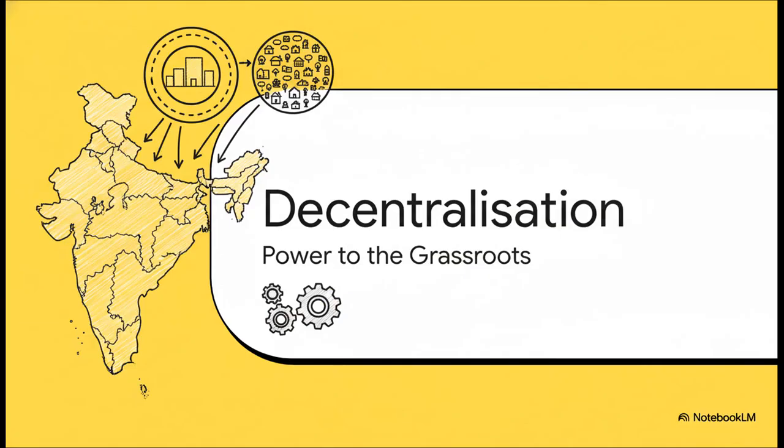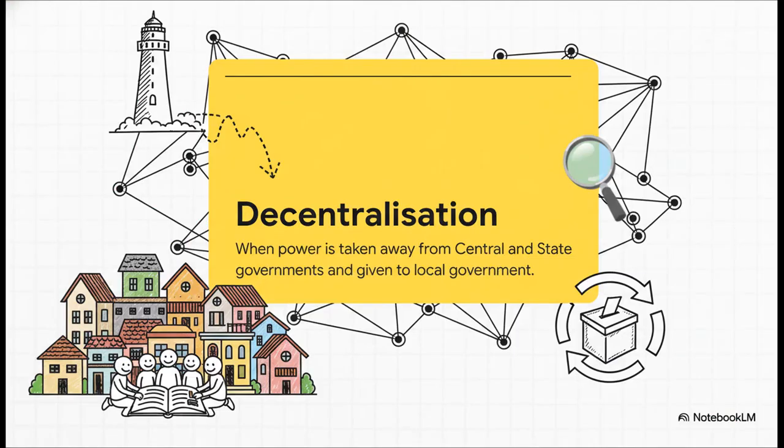Now, a country as vast and diverse as India cannot be run only through two levels of government. It's just too big. This is why we needed a third tier of government, and that is what we call local government. So what is decentralization? It's the practice of taking power away from the central and state governments and giving it to local government bodies. The basic idea is very simple. Local people have a better knowledge of their own local problems, and decentralization allows them to participate directly in decision-making. It's about bringing democracy to the grassroots level.